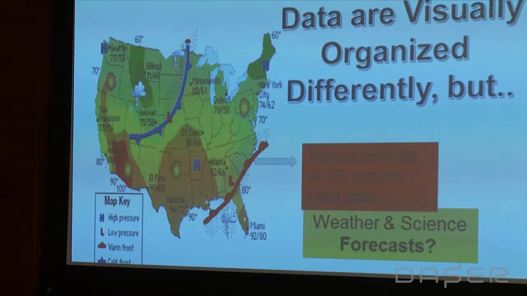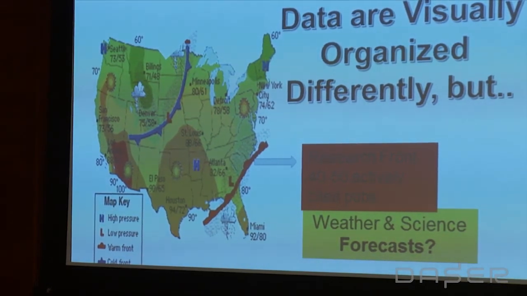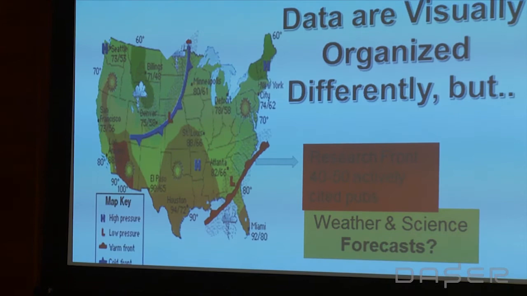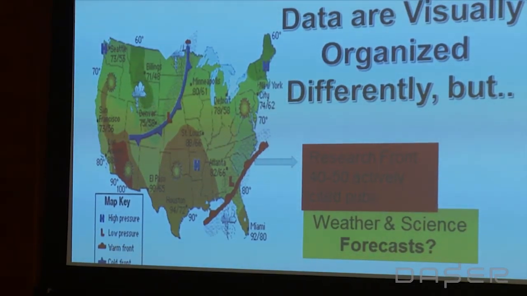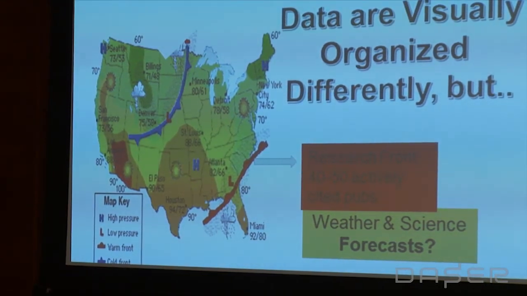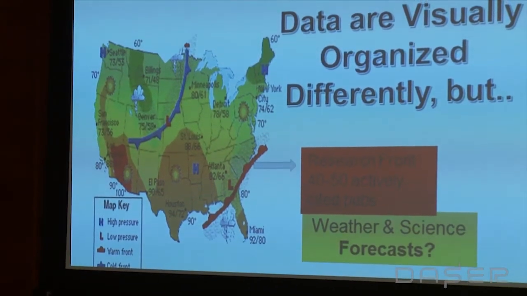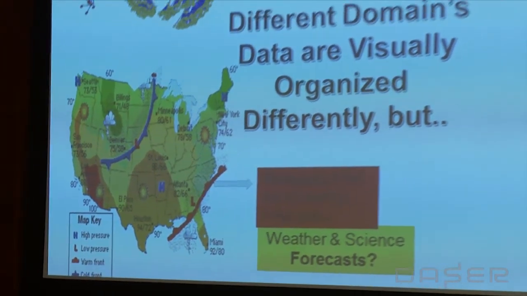Well, we might be able to transform some idea of a weather map into an idea of a science forecast map. It's a very interesting idea, and Kathy has written some about that. There are actually scientific constructions, concepts, and some work on things called research fronts, which, as noted here, is defined by 40 to 50 actively cited publications. So there is some empirical basis and some theoretical basis by which you might start to create some things that make some sense.